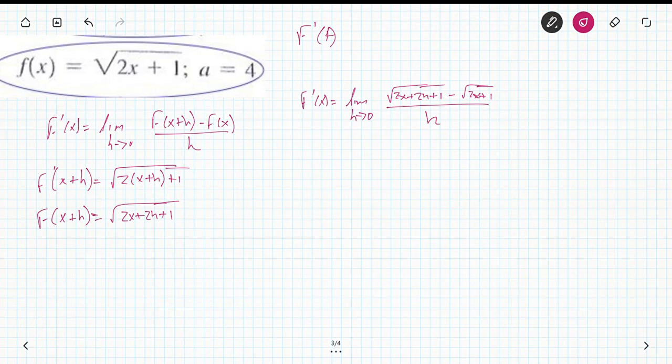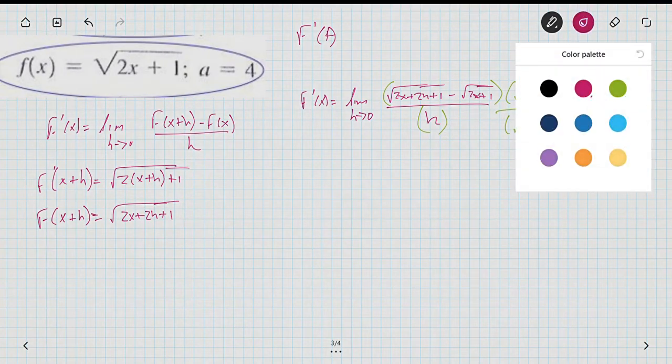Now we want to use the conjugate rule to be able to eliminate some terms. So this is going to be multiplied by the square root of 2x plus 2h plus 1. Instead of writing that negative, you're going to write a plus, and then the square root of 2x plus 1 here. Similarly, you're going to do the same thing at the bottom: the square root of 2x plus 2h plus 1, and then plus the square root of 2x plus 1. We close that out, and now you're going to use your distributive property.